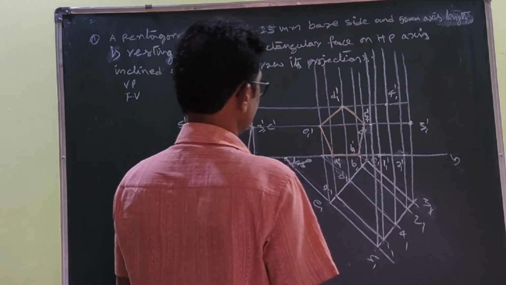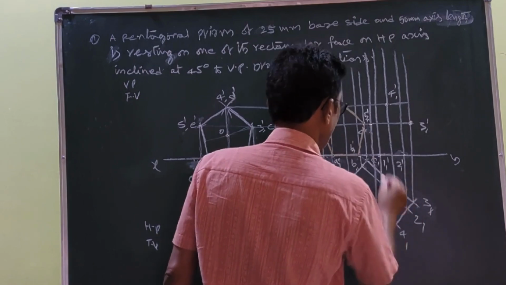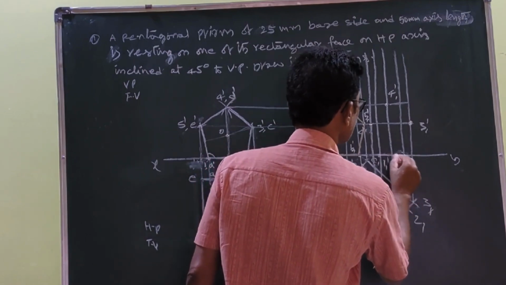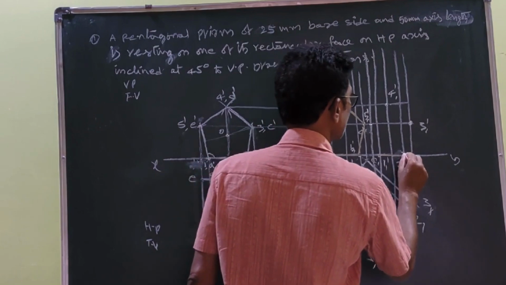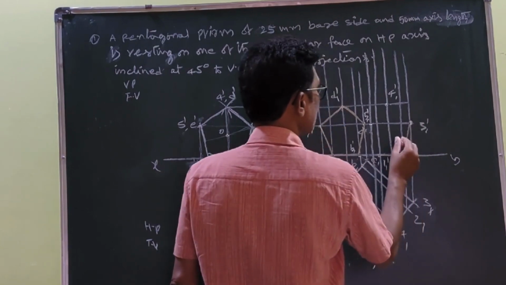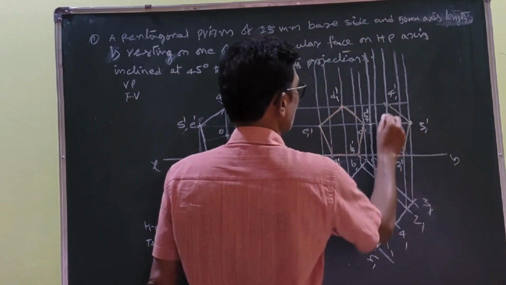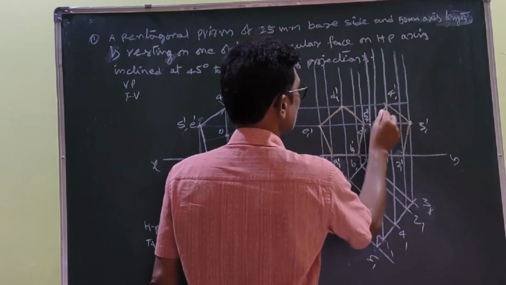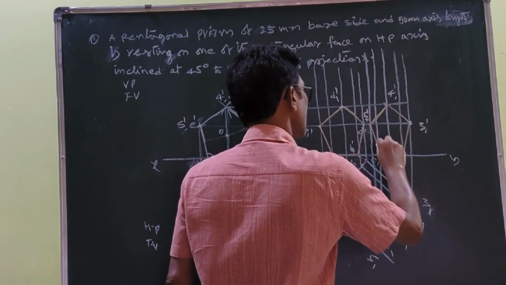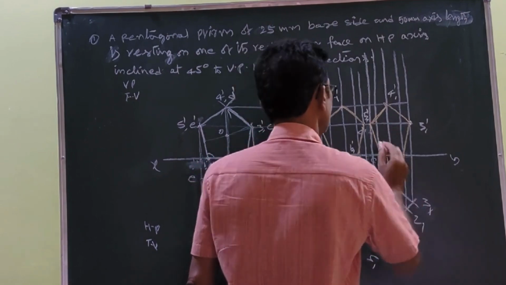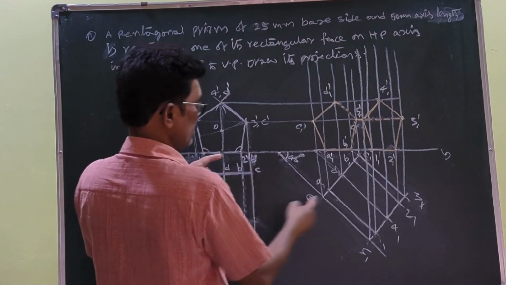One side is completed. Then you see here also you join here. This is the 1 dash, 2 dash. You join the 1 dash 2 dash to 2 1 dash, to 3 1 dash, 3 1 dash to 4 1 dash, 4 1 dash to 5 1 dash, 5 1 dash to 1 1 dash. So what are the things that are not visible when the axis is making 45 degrees?